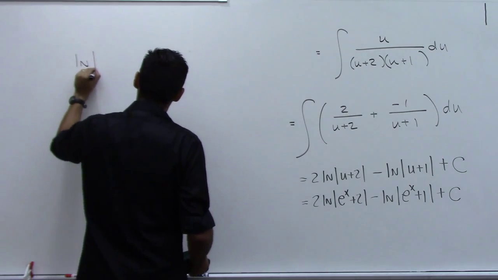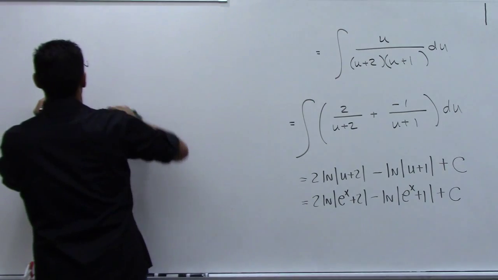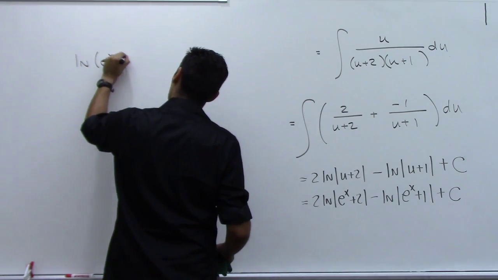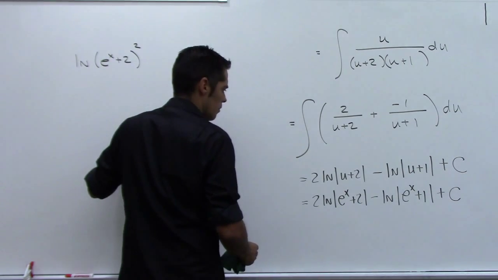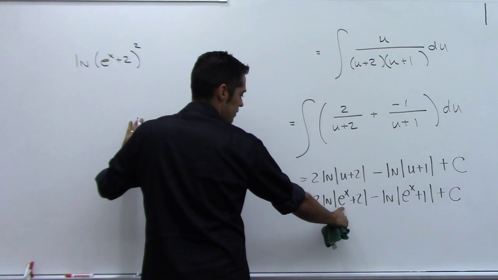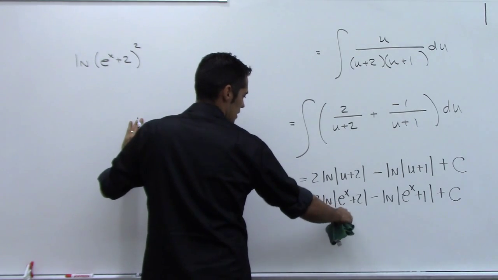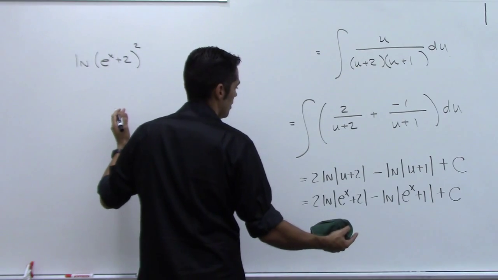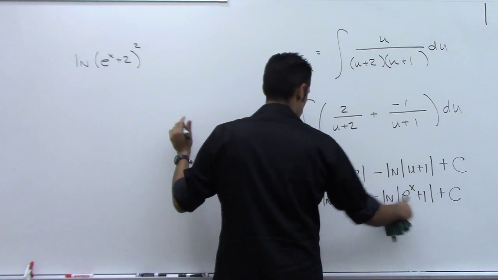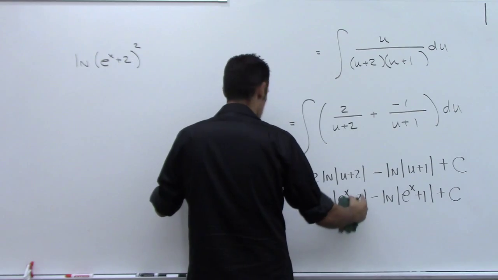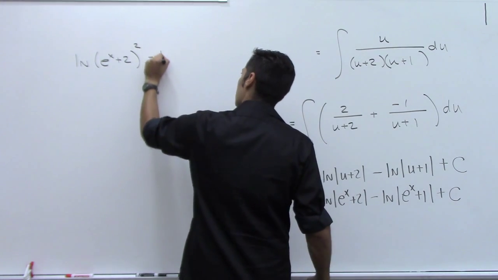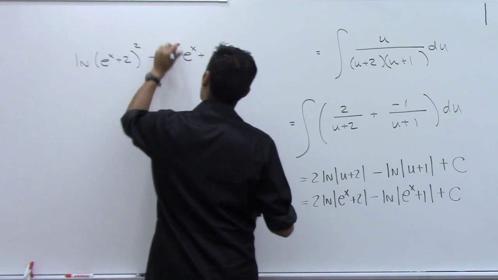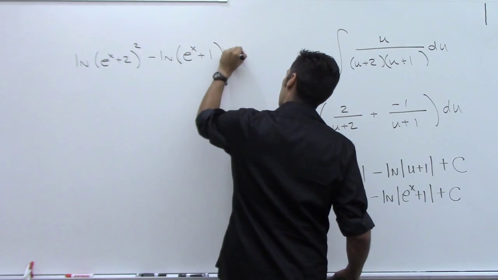So natural log of, I can put this in parentheses, e to the x plus 2. Now let's talk about why I can do this. Well, e to the x can never be negative, and plus 2, that's never going to be a negative number, so I don't need an absolute value because I know it's never going to be negative. So no worries there. Same thing with this, I don't need an absolute value there. So the 2 comes up, and that becomes that squared, and then minus natural log of e to the x plus 1, plus a constant.